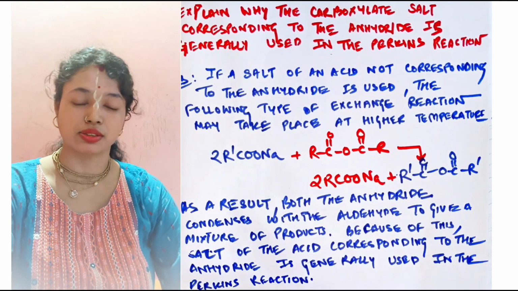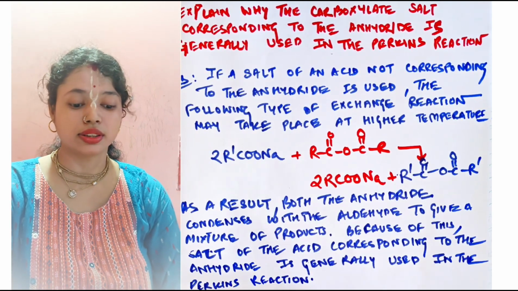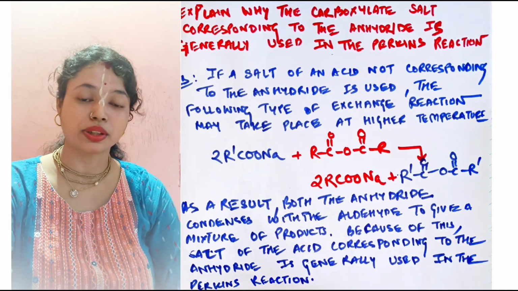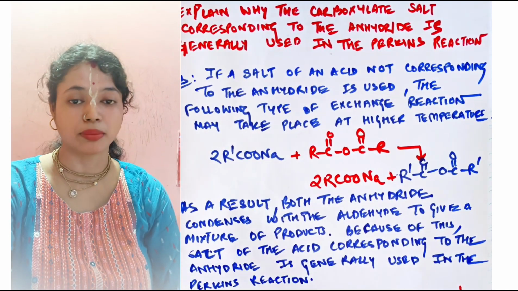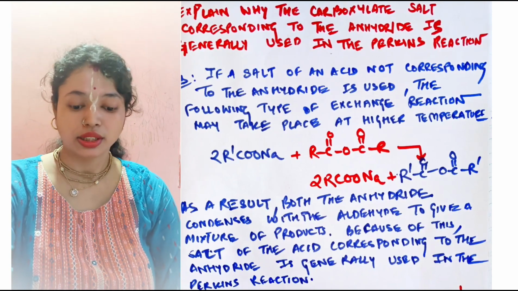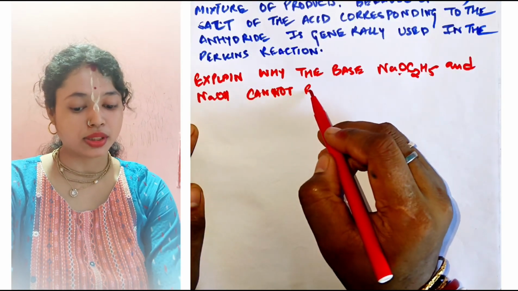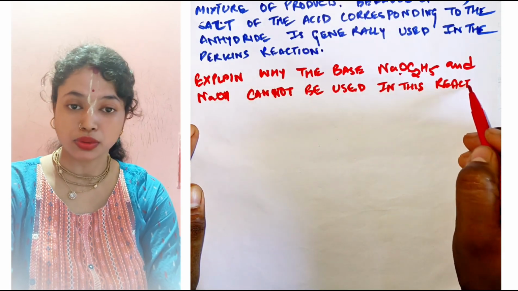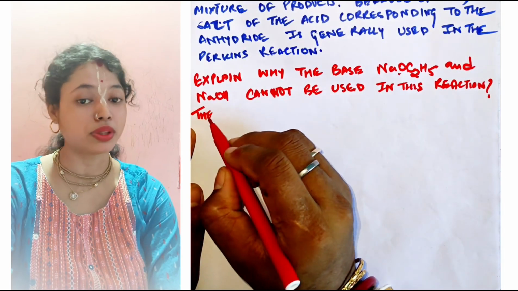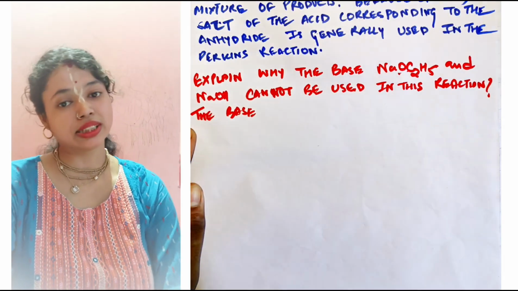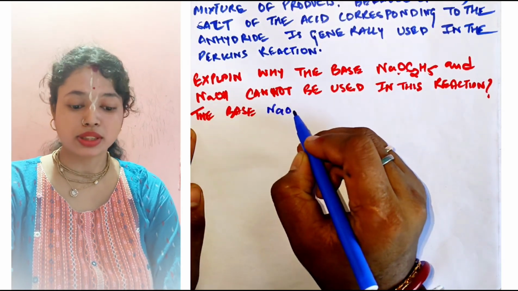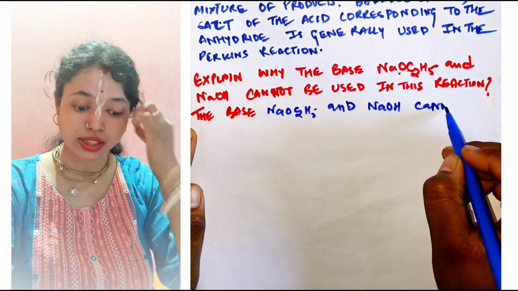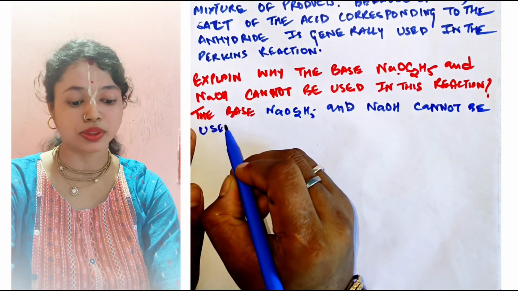In many named reactions also, you will always see the salt of the same reagent is used, or else the product becomes different and the separation of those products is very, very difficult. Now there is another question: explain why the bases NaOC2H5 and NaOH cannot be used in the Perkin reaction. Because this C2H5ONa is also a base, and so is sodium hydroxide, but they cannot be used in the Perkin reaction.